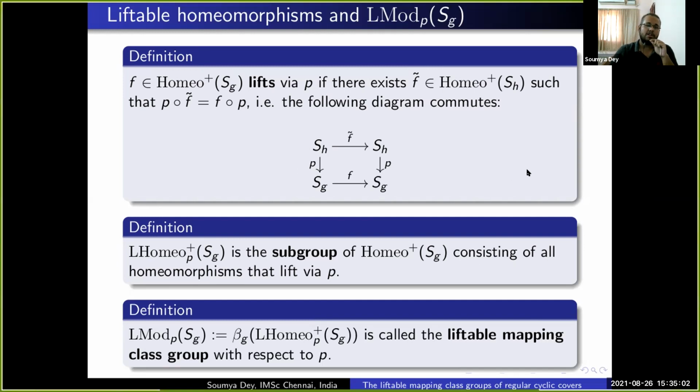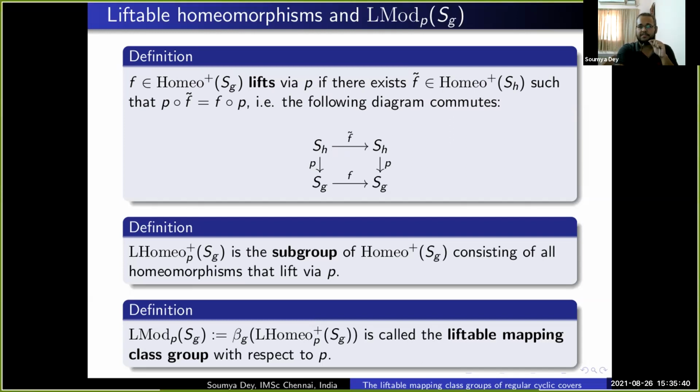Now you consider all liftable homeomorphisms. This again is a subgroup, which can be checked, and we are denoting this subgroup as L homeo plus P of Sg. Now, if you again apply this beta map, beta g in this case, you will get a subgroup of mod Sg. We are calling this the liftable mapping class group with respect to P. So now we have two subgroups, L mod P Sg and S mod P Sh.